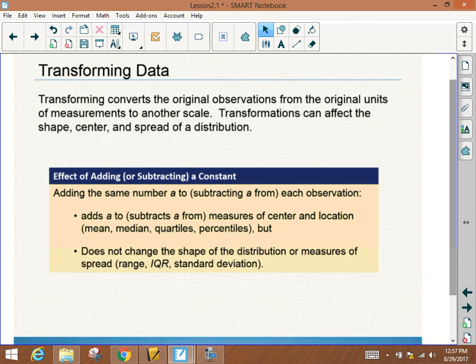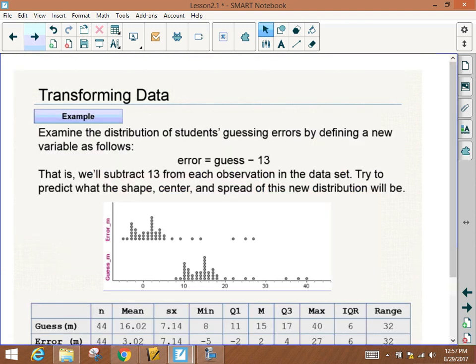All right, so what is going to happen? Whatever constant we've added to each data point is going to be added to or subtracted from our measures of center, but it's not going to change our measures of spread. So let's check that out.